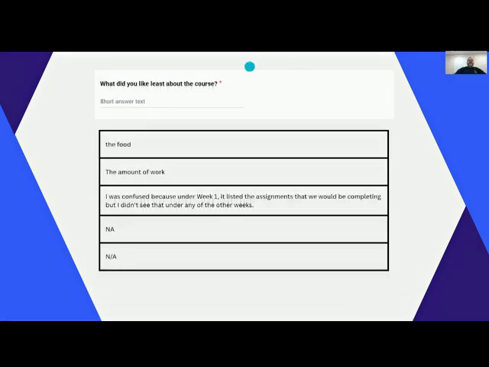What did you like least about the course? One respondent said the amount of work. Another respondent said that they were confused because under week 1 it listed assignments that they would be completing, but they didn't see that under any of the other weeks.